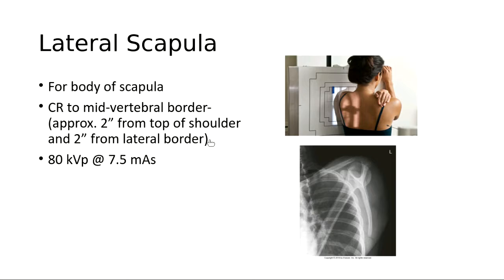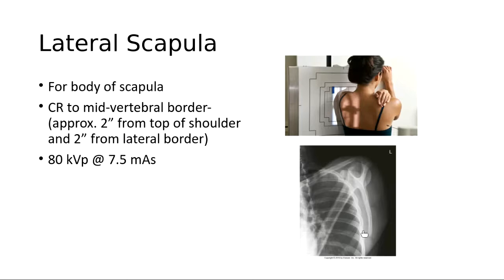The patient is going to reach across the front of their chest and grab the opposite shoulder in order to demonstrate the body of the scapula. Right? And for this particular one, you would use 80 at 7.5, and the patient can just suspend their breathing. And notice how with that arm crossed over like that, this body of the scapula just pops right out free of all other anatomy so that you could visualize any fractures in there, any misalignment taking place. It's a really nice image.